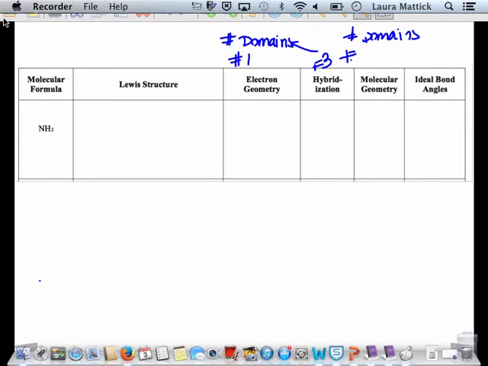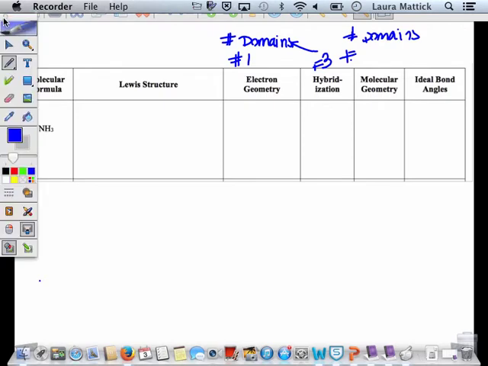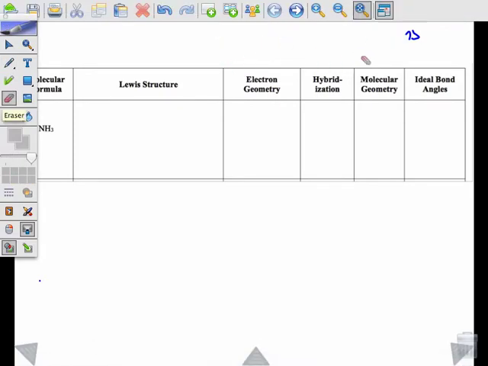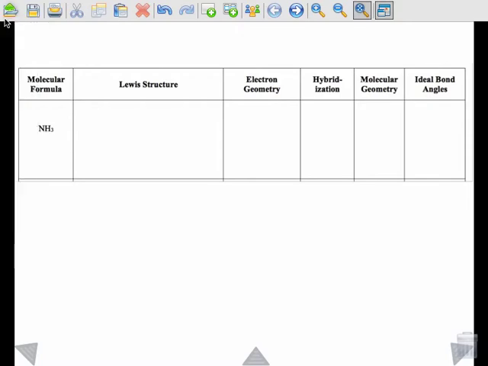So first step is to draw the Lewis structure. Lewis structure is going to be really important here, and all that stuff we were doing with the math is not as important anymore. If you can do it shorthand, you're more than welcome. So let me show you how to do shorthand very quickly.